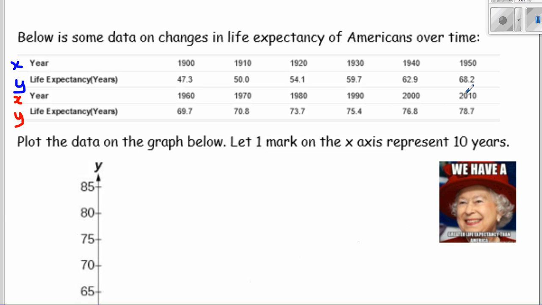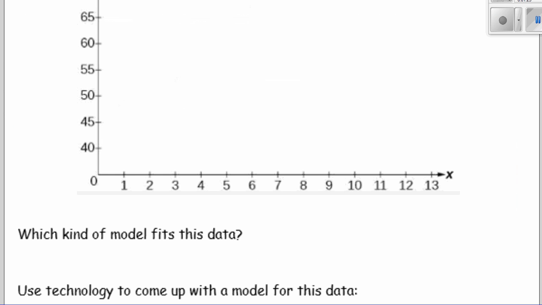It says plot the data on the graph below. Let one mark on the x-axis represent 10 years. So see like that? For example, this would be the year 1900. Then 1910, 1920, 30, 40, 50, 60, 70, 80, 90, 2000, 2010, I think. Anyway, let's just assume that.